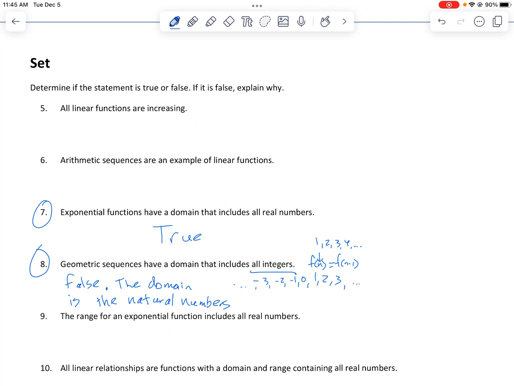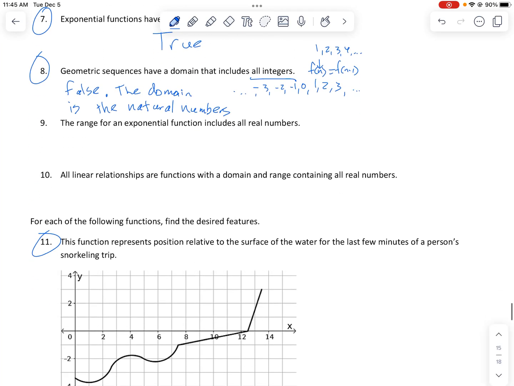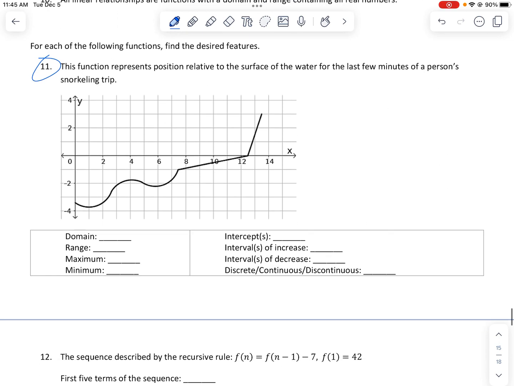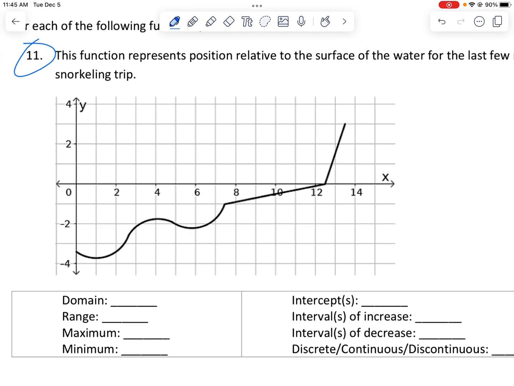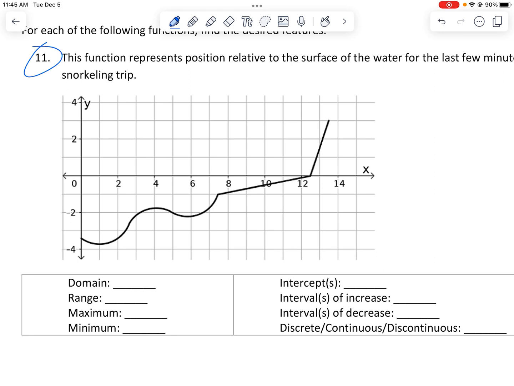Okay, there we go. So, sometimes it's true, sometimes it's false. If it's false, give an explanation why. Let's look at another one. We've been working on this for quite a bit now. There's a function. You need to write down these properties for it.